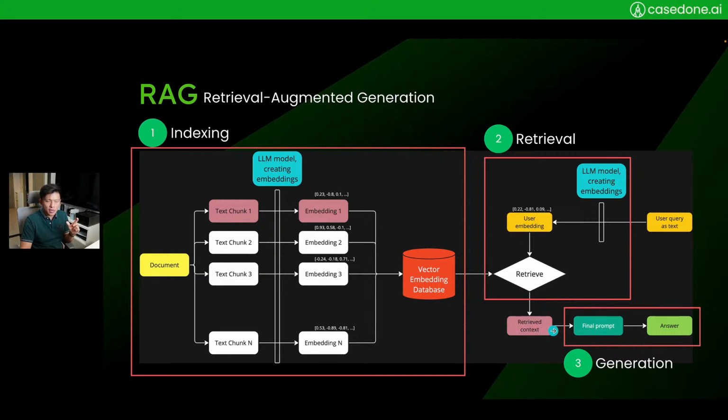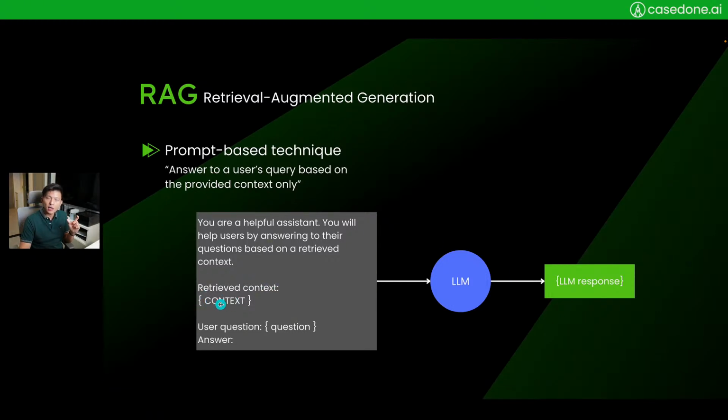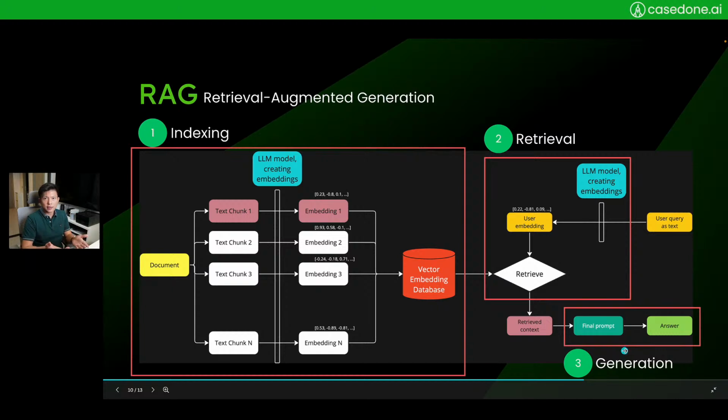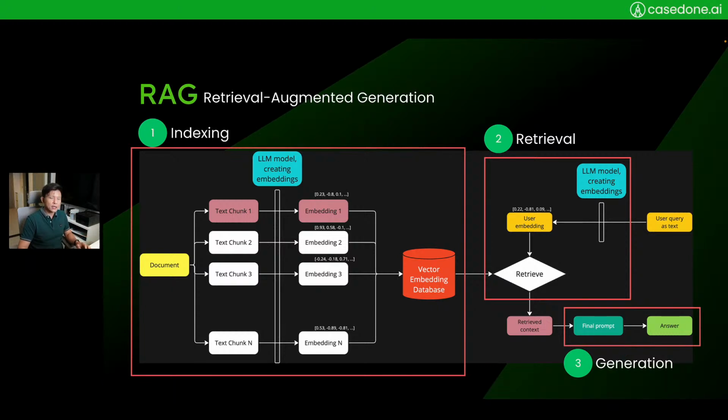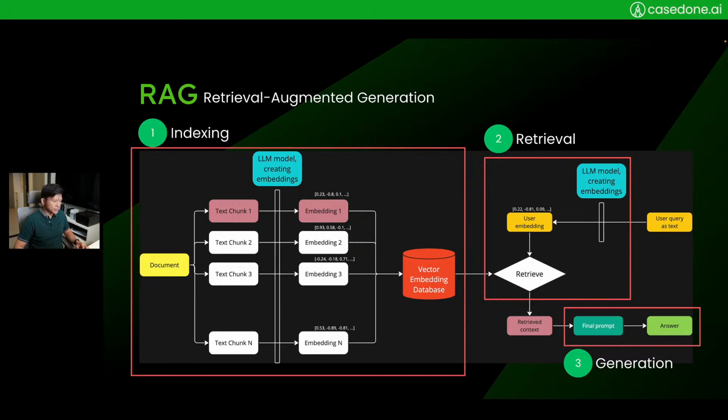And with this context, I can craft my final prompt like this. I insert my retrieved context, text chunk 1 over here, and put my user query over there, and give it to the LLM to generate the answer. That's it. That's the overall flow of retrieval augmented generation, or RAG. And I am actually going to show you in code.